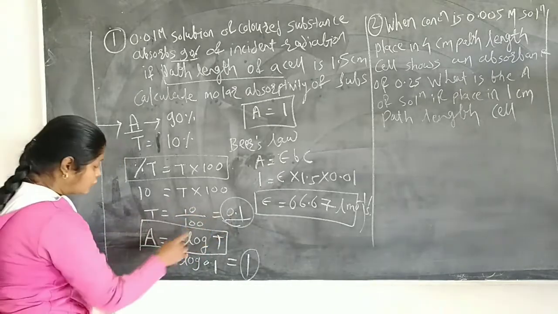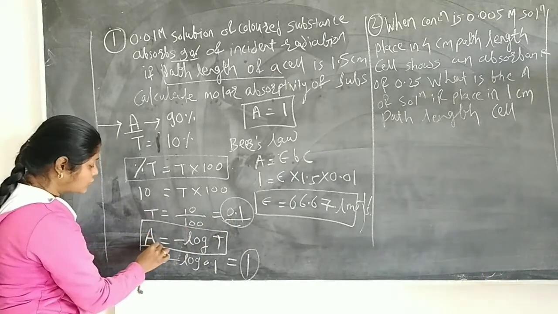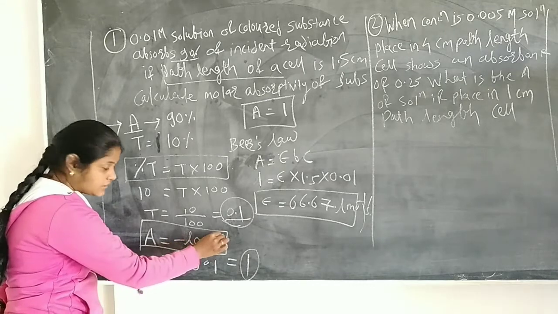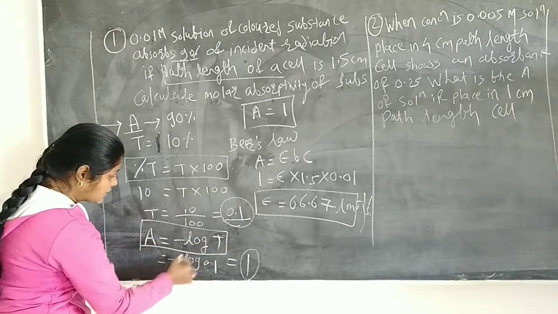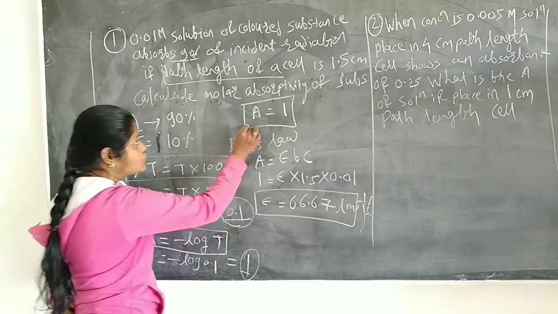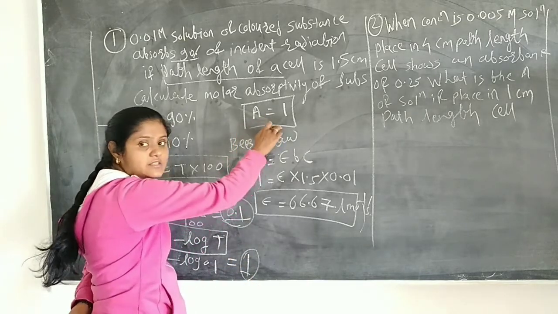Then this value of transmittance is put in the formula of absorbance. Absorbance A is equal to minus log T. Put the value of T. We get minus log of 0.1, and the answer is 1. Therefore, the absorbance of the substance is 1.